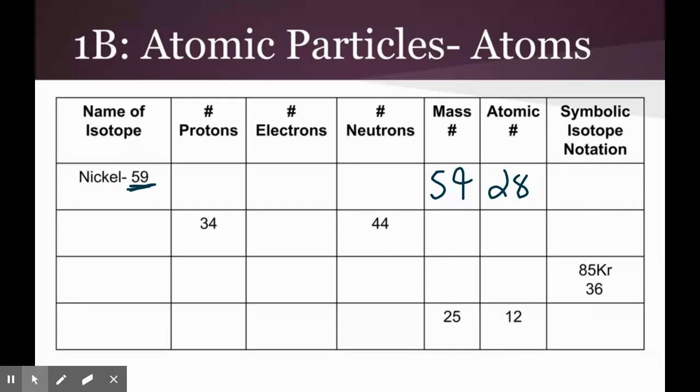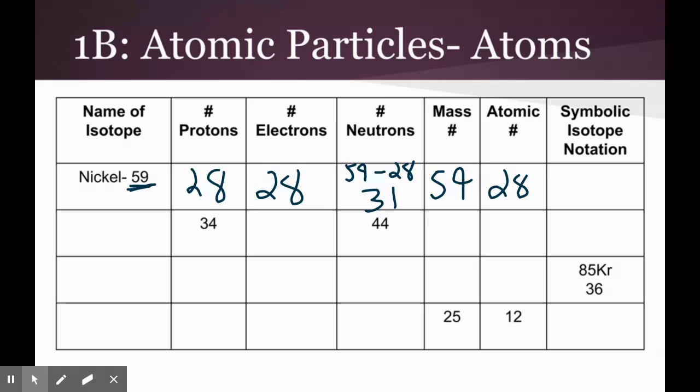Now if you remember, the atomic number tells us the number of protons in an element. So that would mean that nickel has 28 protons. There's nothing here to tell us that this is an ion, so we are assuming it is neutral, which means that it will also have 28 electrons. Now, to find the number of neutrons, we're going to do the mass number, 59, minus the atomic number, which is 28, so that gives us 31 neutrons.